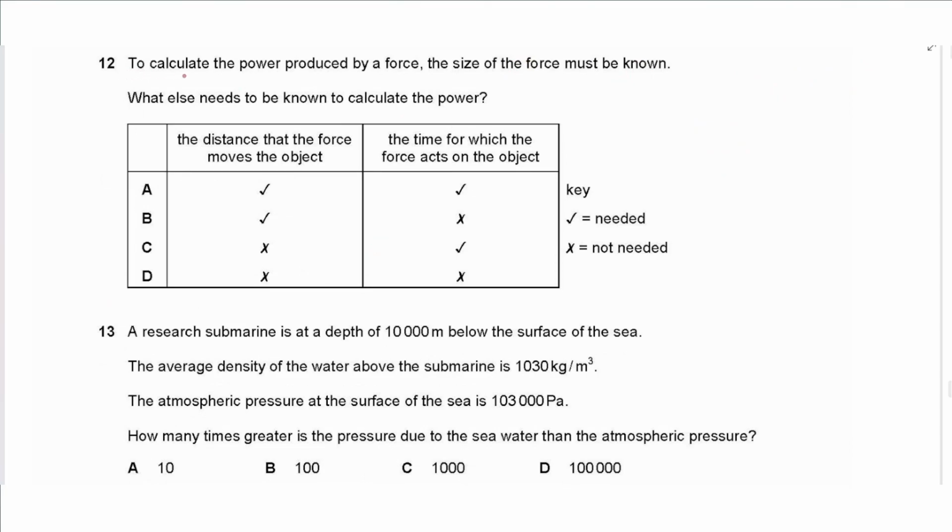Question 12 says, to calculate the power produced by a force, the size of the force must be known. What else needs to be known to calculate the power? So power is equal to work divided by time, and work is calculated force by distance, then we divide by time to get the power. So the distance that the force moves, yes, we need that. The time for which the force acts, yes, we need that also, so the answer is A.